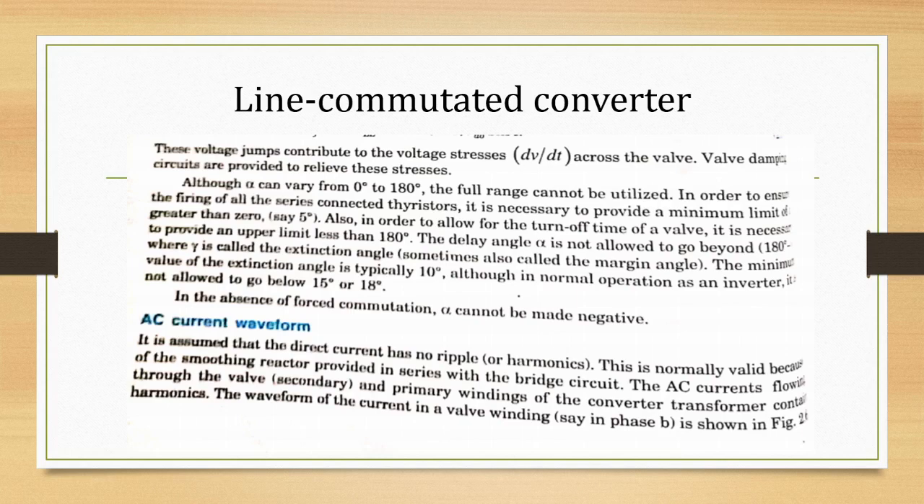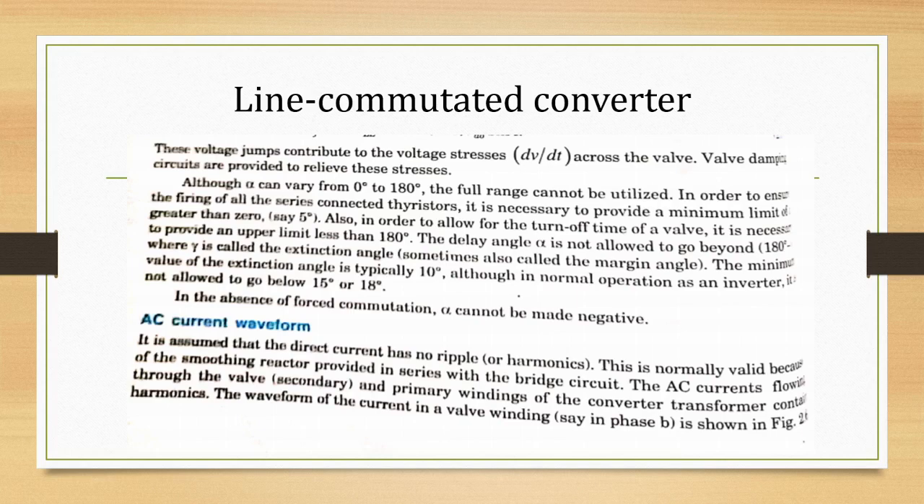Although alpha can vary from 0 to 180 degrees, the full range cannot be utilized. In order to ensure firing of all the series connected thyristors, it is necessary to provide a minimum limit of alpha greater than 0, say 5 degrees. In order to allow for the turn off time of a valve, it is necessary to provide an upper limit which is less than 180 degrees. The delay angle alpha is not allowed to go beyond 180 degrees minus gamma, where gamma is the extinction angle.